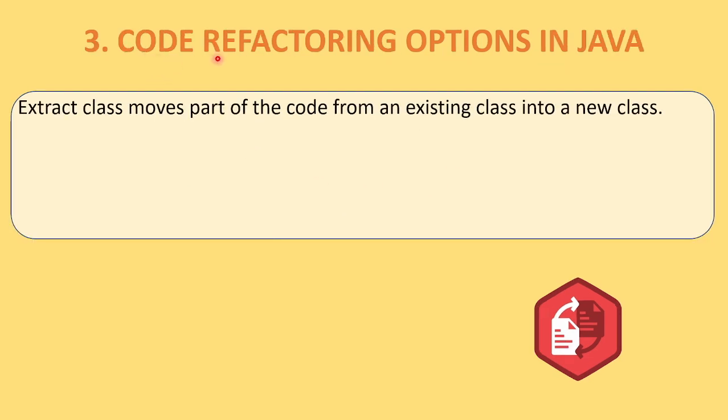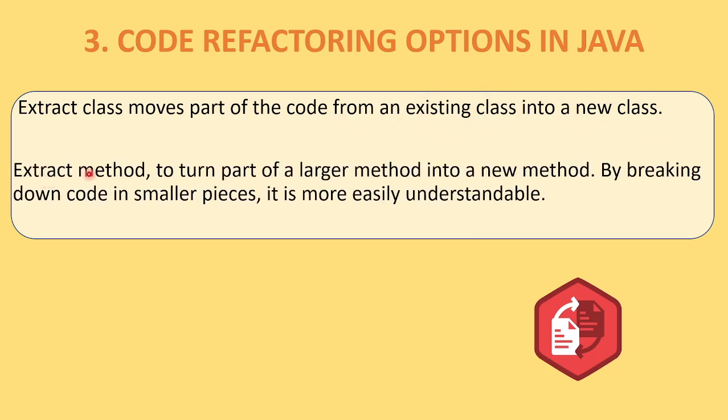So now which are the options available in code refactoring? Okay, we are going to learn code refactoring in Java. So inside Eclipse, there are many options available for doing code refactoring. One of the options is the extract class option. So what is this extract class option doing? It moves part of the code from an existing class into a new class. So when you apply the extract class refactoring option to your Java code, it will try to create a new class from an existing class. You can move part of your code from the existing class into a new class.